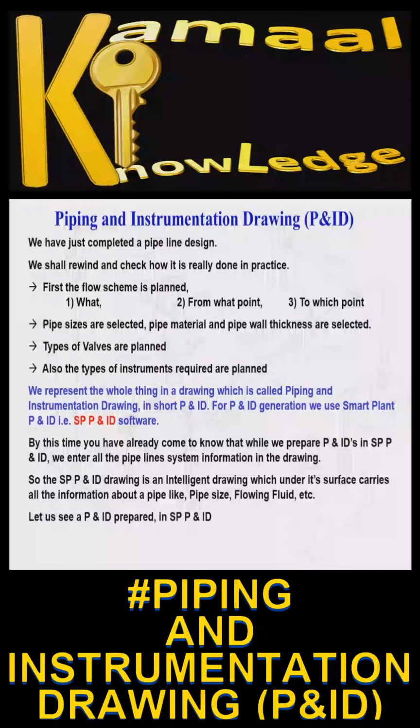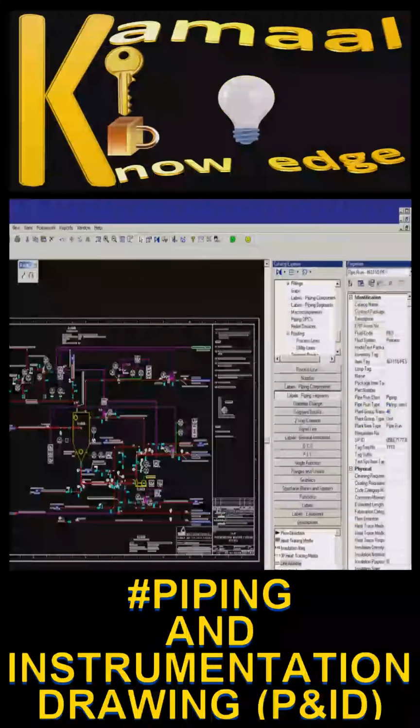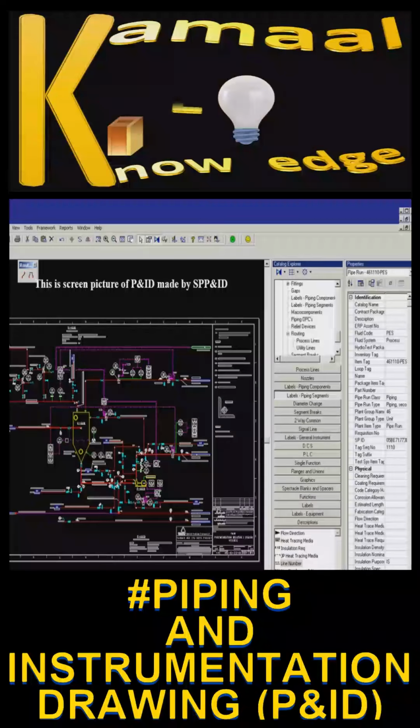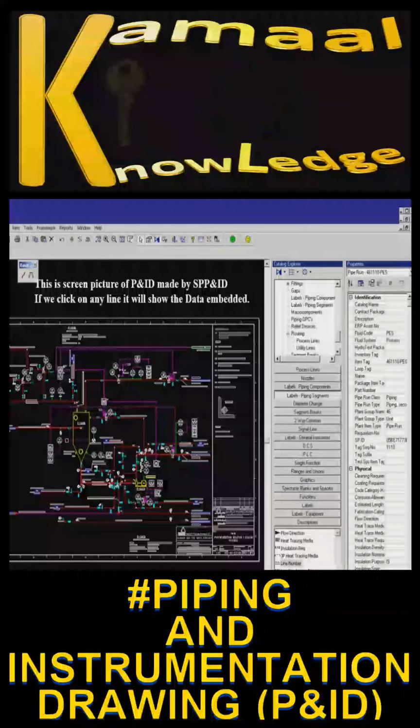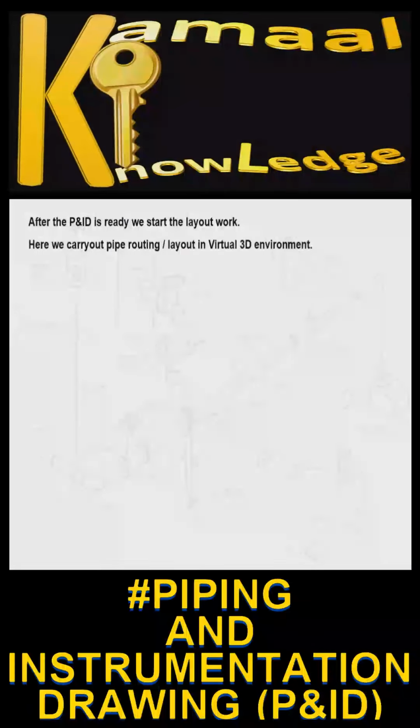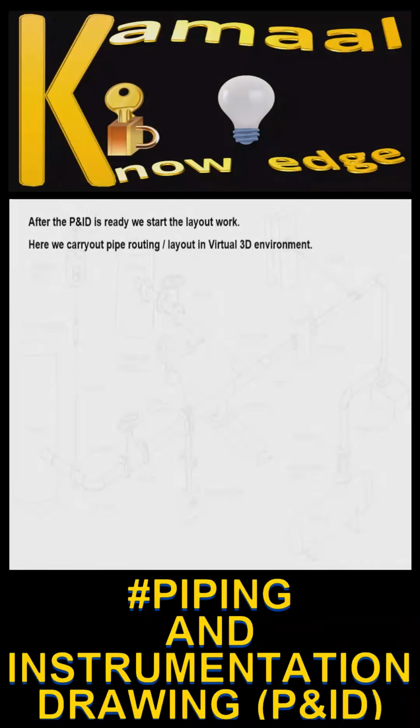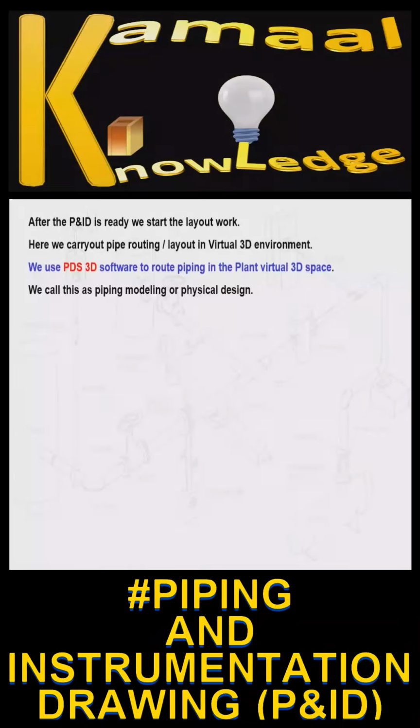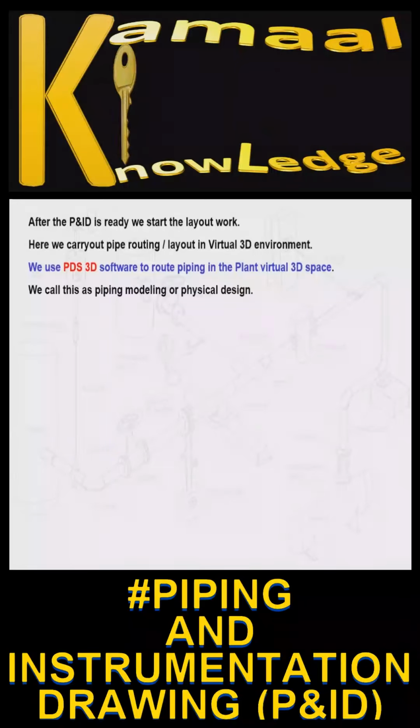Let us see a P&ID prepared in SPP&ID. This is a screen picture of a P&ID made by Smart Plant P&ID. If we click on any line it will show the data embedded. After the P&ID is ready we start the layout work. Here we carry out pipe routing, or layout, in a virtual 3D environment. We use PDS 3D software to route piping in the plant virtual 3D space. We call this piping modeling or physical design.